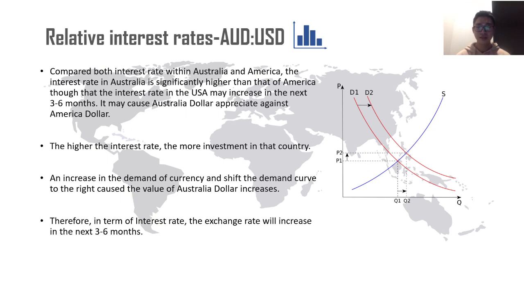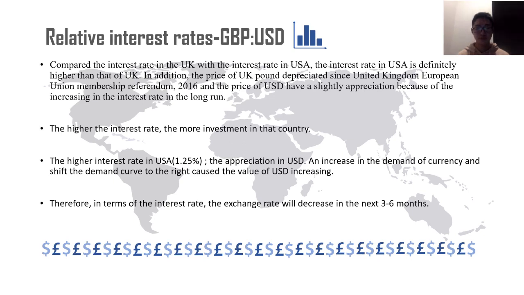Though there is a slight increase in the interest rate of America, a growth in foreign investment in Australia may increase the demand for Australian currency and shift the demand curve to the right, so that the value of the Australian dollar will appreciate. Since the interest rate in the USA reaches 1.25%, and given the depreciation of the UK pound because of the United Kingdom European Union membership referendum and so on, the US dollar appreciates against the UK pound.